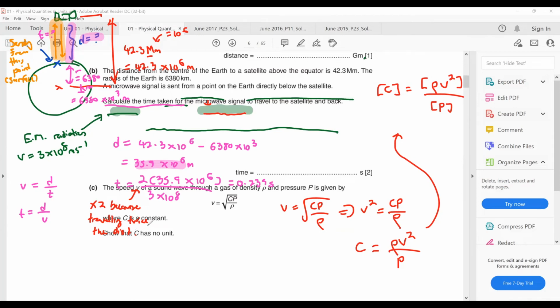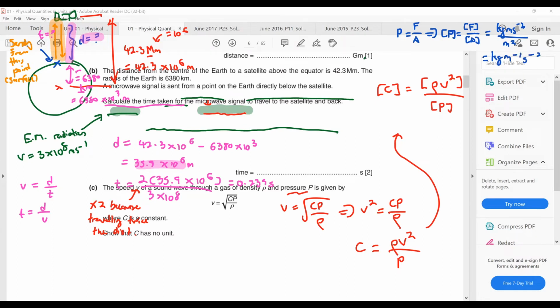Now find out what is the unit of pressure first. Pressure, let me use a different color for you. Pressure is actually force over area. So unit of pressure is unit of force over unit of area. This one will be kg m s^-2 because it's mass times acceleration. This one is m squared. So you get kg m^-1 s^-2.